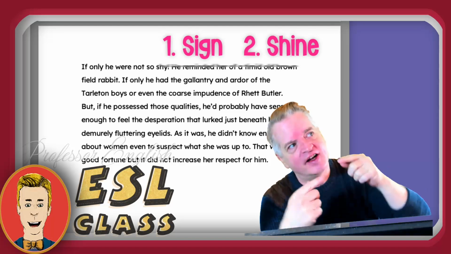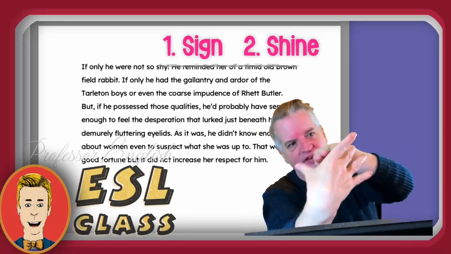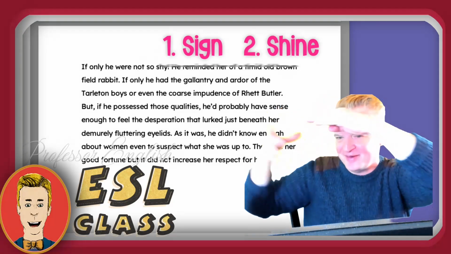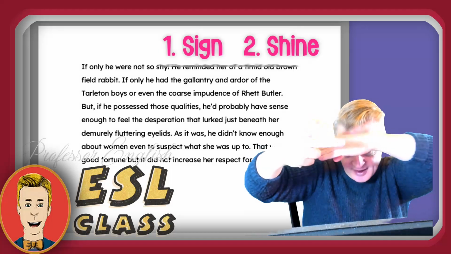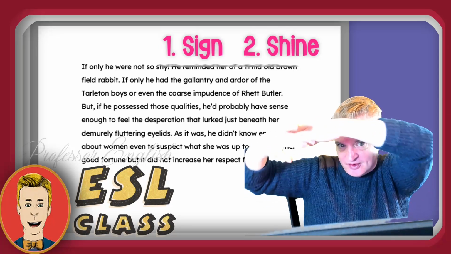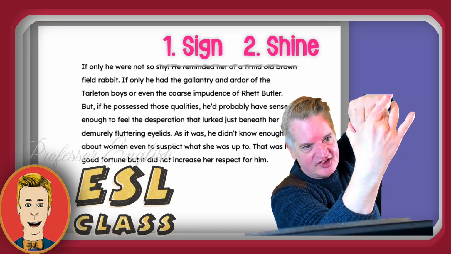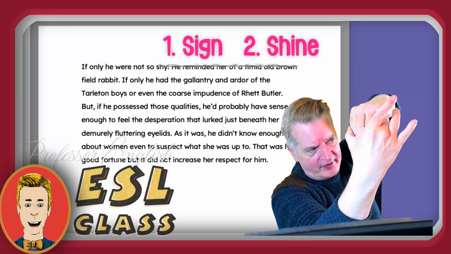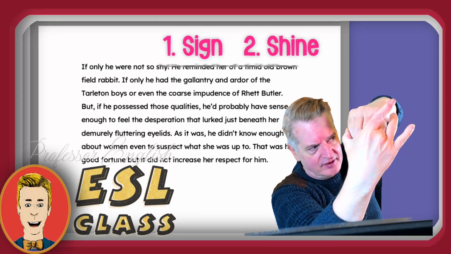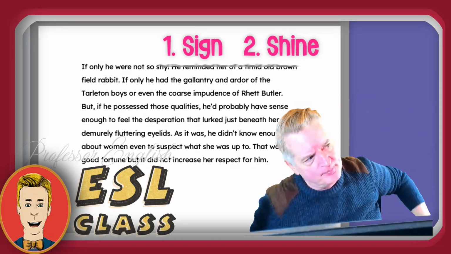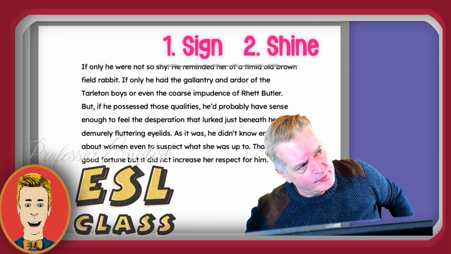Sign. It's like you have your teeth here. Wait. Here are your teeth, okay? And your tongue is between your teeth. See? And it goes up. Shine. Sign. Can you try to pull your tongue back? Sign. Still not working. Shine.